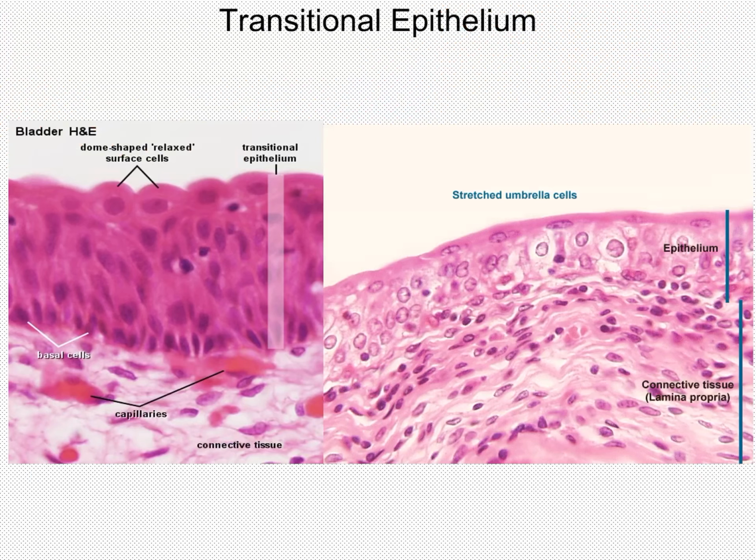So here's a couple of images. This is a relaxed bladder, and you can see these dome-shaped cells right here. They have a curve to them. And then your stretched version, where you don't have that, everything's flattened out.